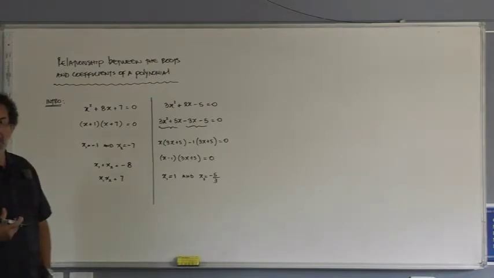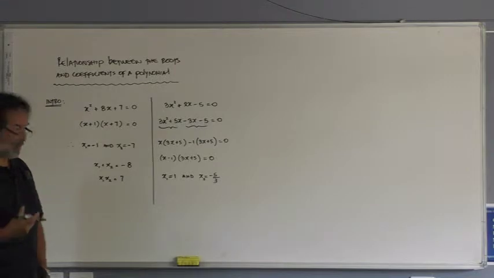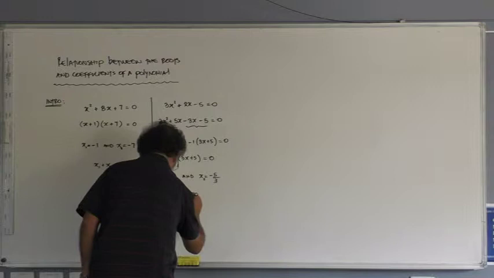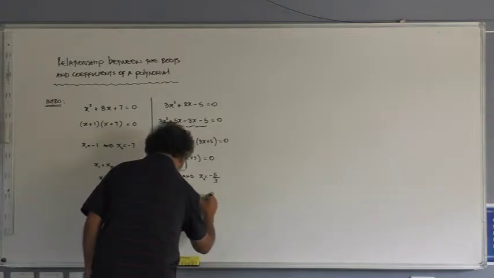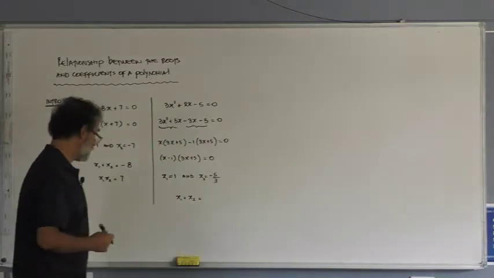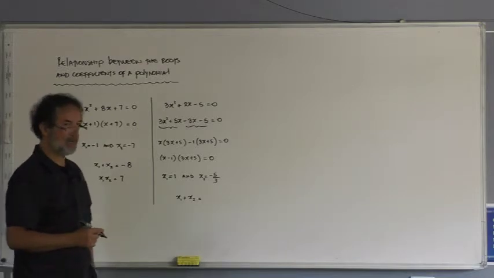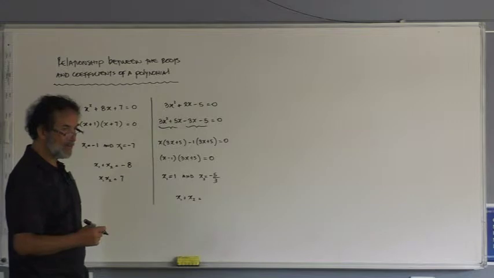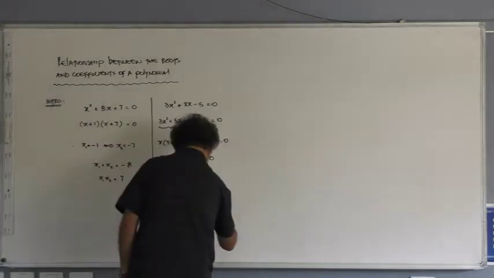Now we're going to plus them. Okay, so we're going to plus these two solutions. So we're going to say x1 plus x2. So you're going to plus 1 plus a negative 5 on 3. What is the answer? Negative 2 on 3.